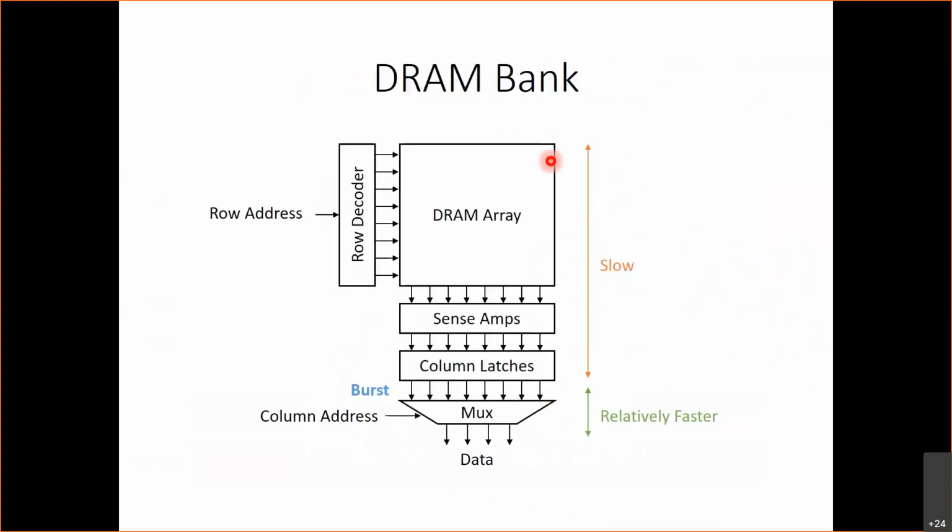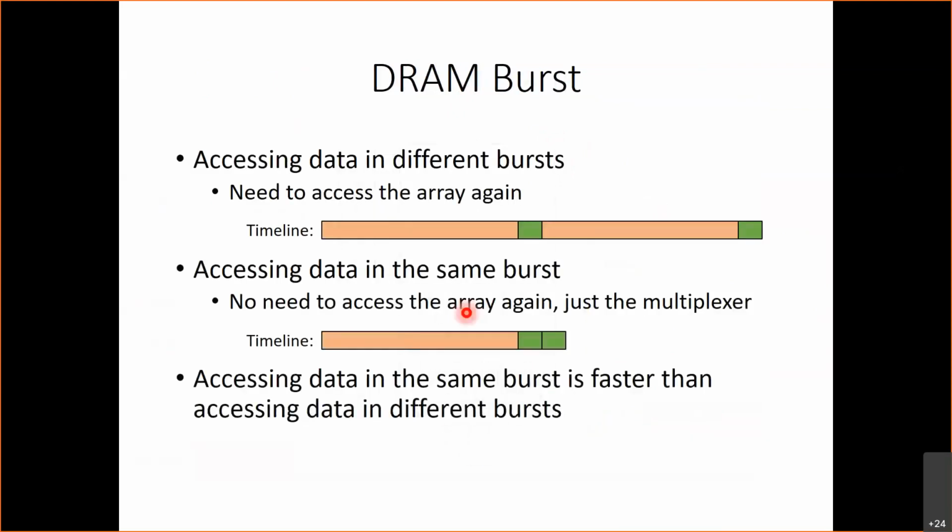Then we looked at the organization of DRAM, and we said that in these DRAM banks, access to the DRAM array is slow, but then once you have the DRAM burst, accessing part of the DRAM burst is fast. So it would be best, when threads issue their memory requests, to be accessing data in the same DRAM burst, because when you access data in different DRAM bursts, you have to go to the DRAM array and then access the data in the burst, and then if the next access goes to a different burst, you have to go through the DRAM array again, and you have to then access the burst.